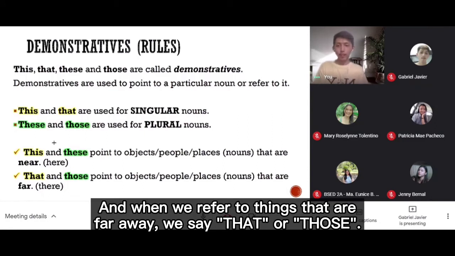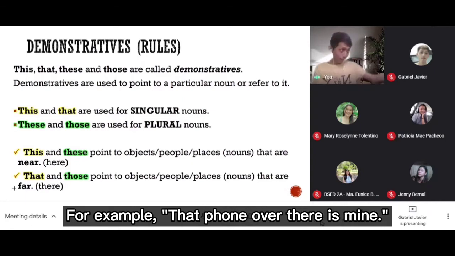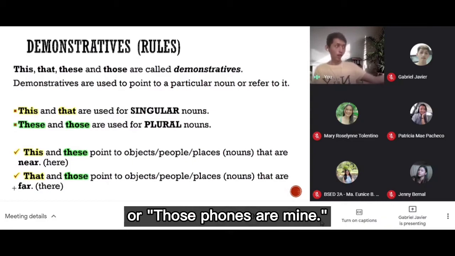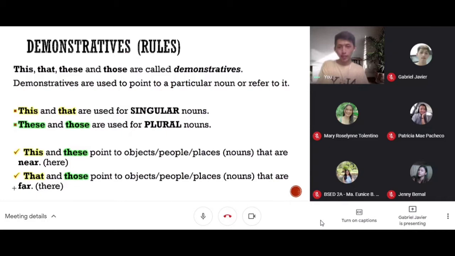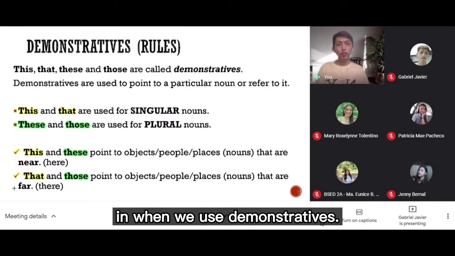And when we refer to things that are far away, we say that or those. When we say over there, we refer to that and those. For example, that phone over there is mine, or those phones are mine. Those are the rules that we need to follow when we use demonstratives.